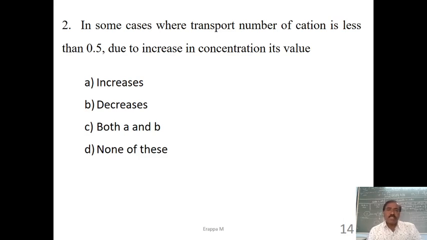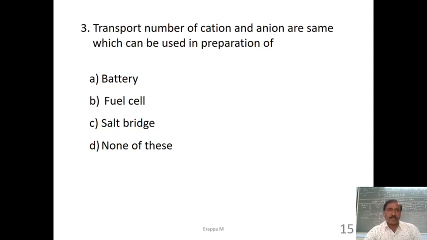Question number 2. In some cases where the transport number of cation is less than 0.5, due to increase in the concentration, what is its value? Here also four answers are given: A increases, B decreases, C both A and B, D none of these. For this question, the answer is B, it decreases.